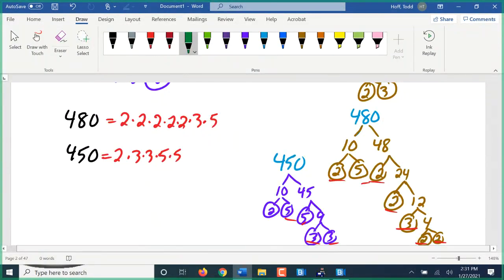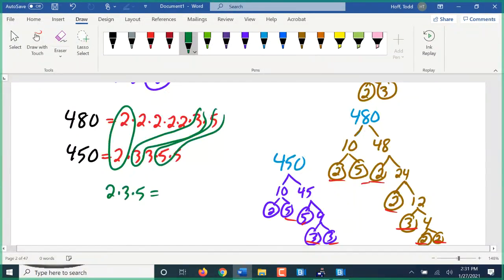What factors are in common? The 2. Are there any other 2's? No. 3 and 5. Yep. Cool. So 2 times 3 times 5 is 30. So 30 is the greatest common factor of 480 and 450.